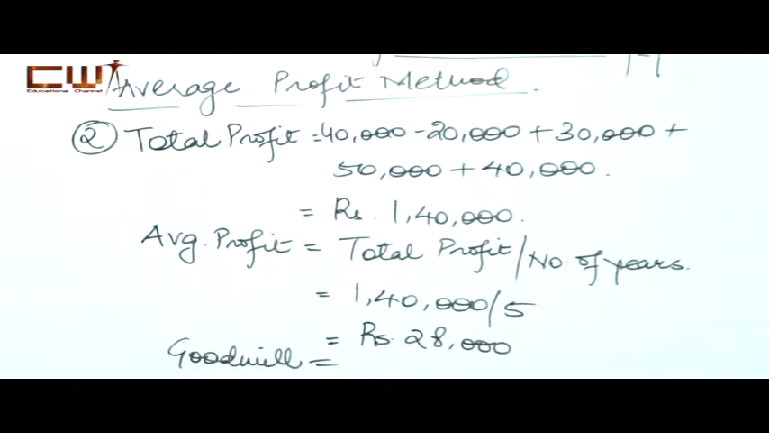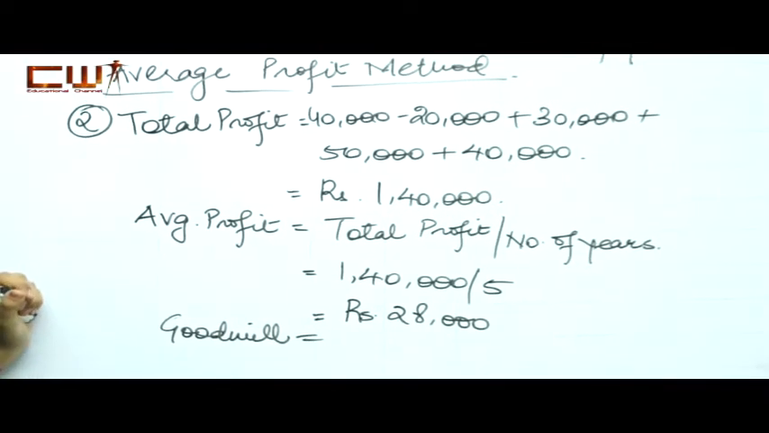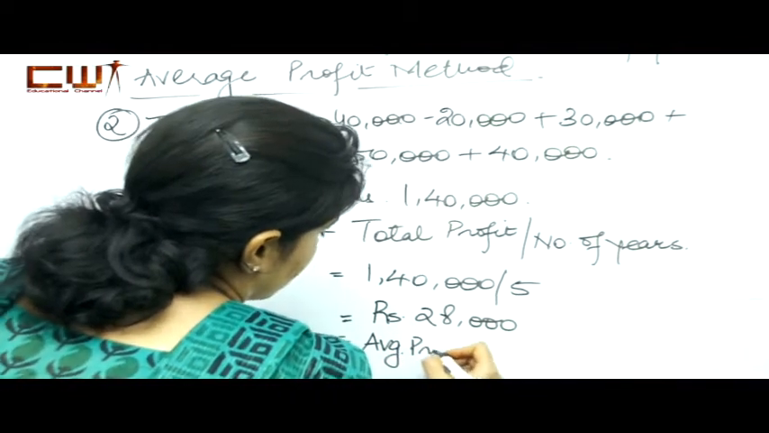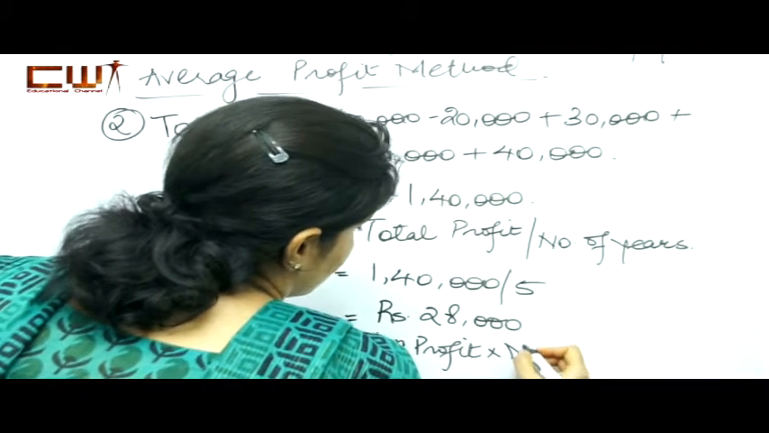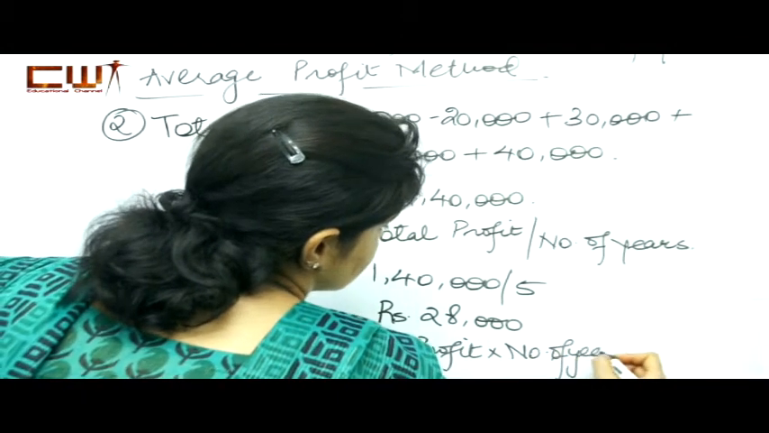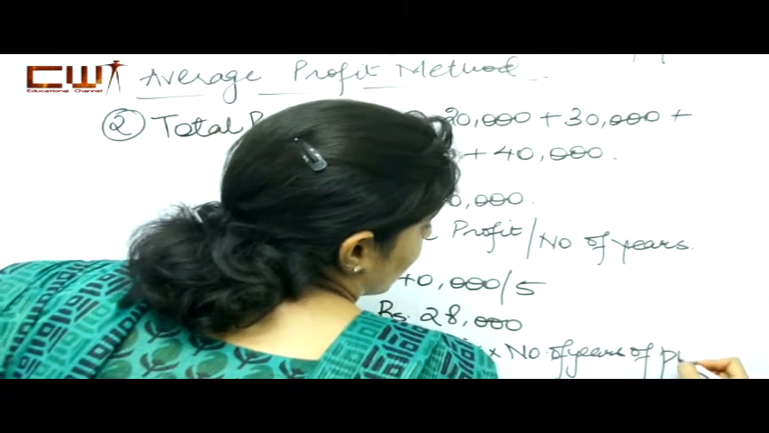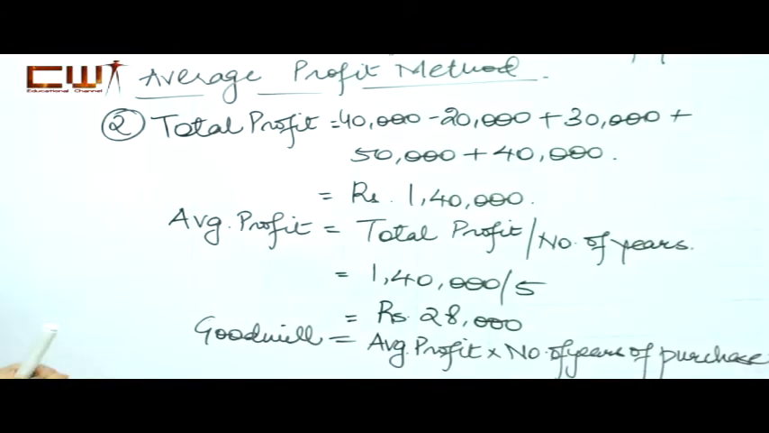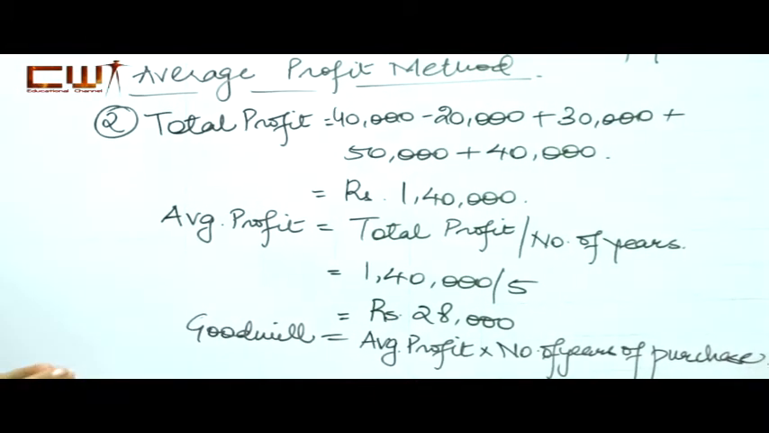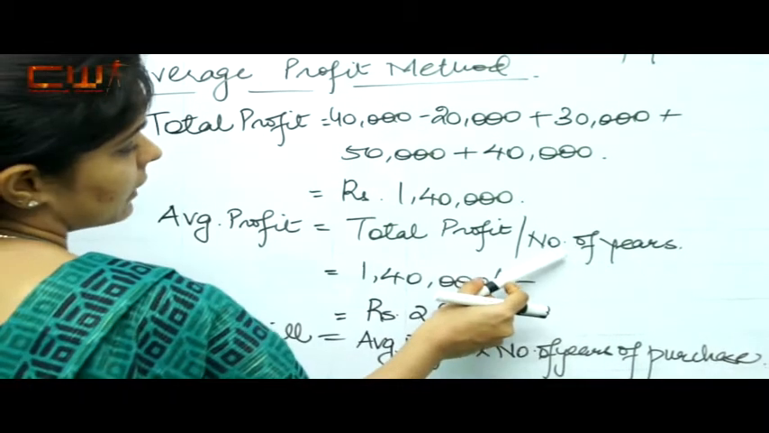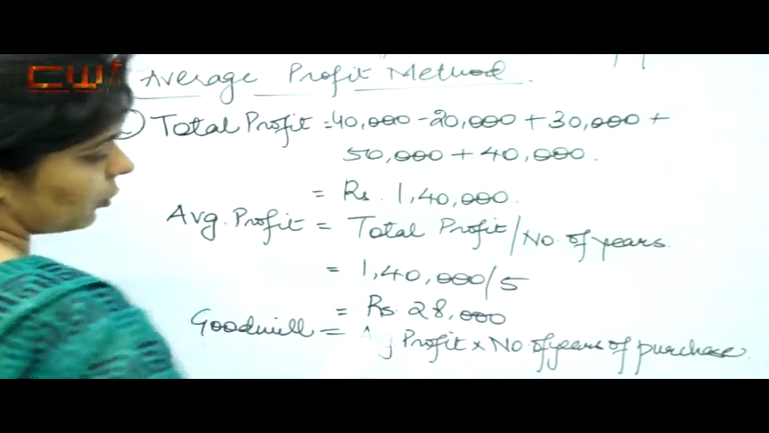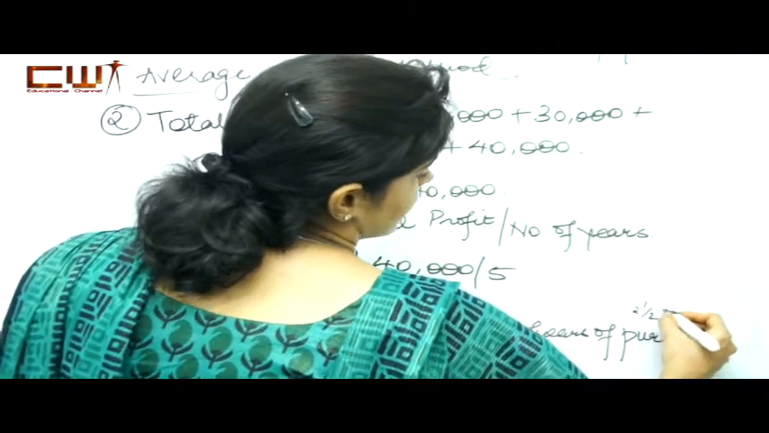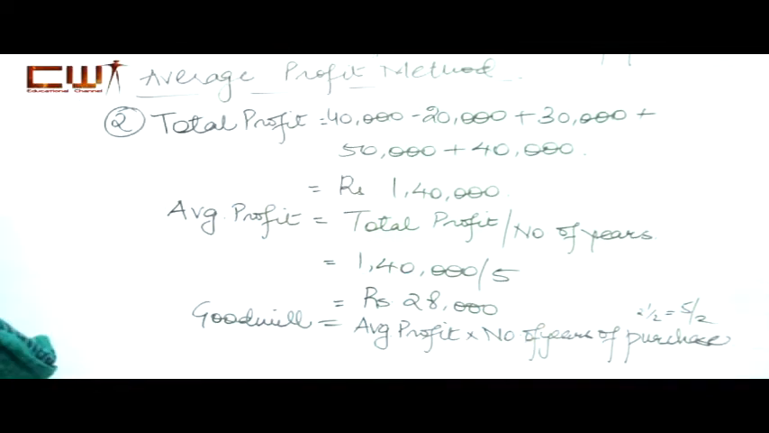Goodwill, again I'm telling you, is average profit into the number of years of purchase. This will be a separate figure. Number of years of purchase will be a totally separate number. Don't confuse between number of years and number of years of purchase. This is given in your question as 2.5 years. You can write 2.5 as 5/2 also for calculating it easily.